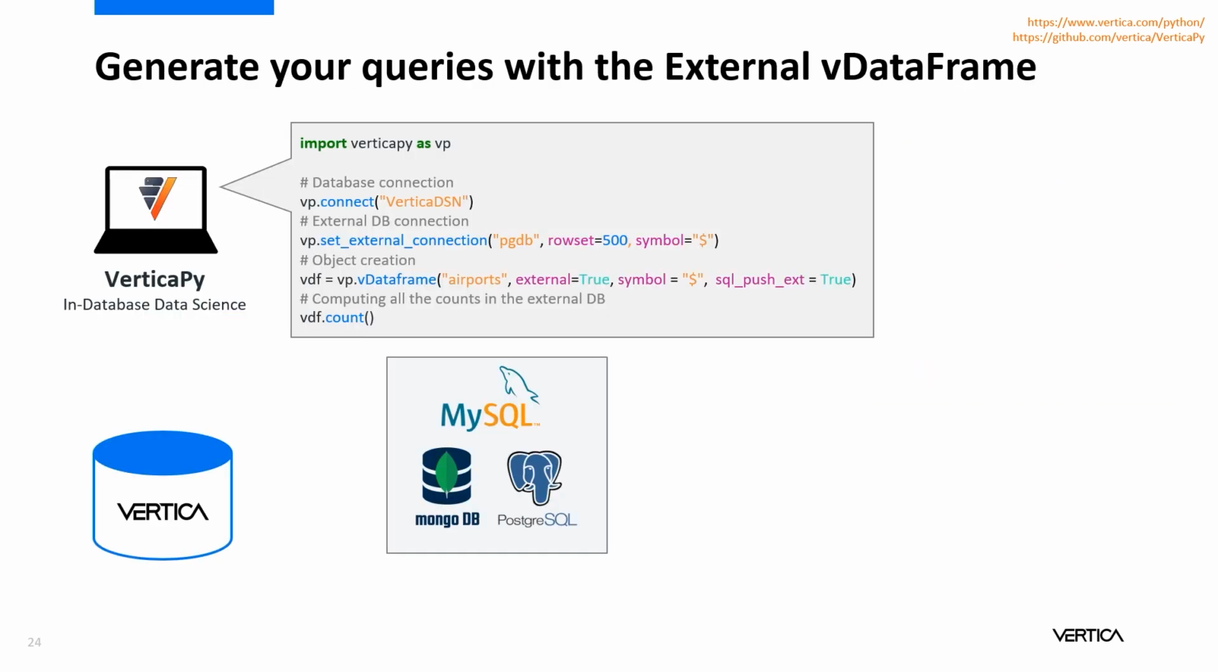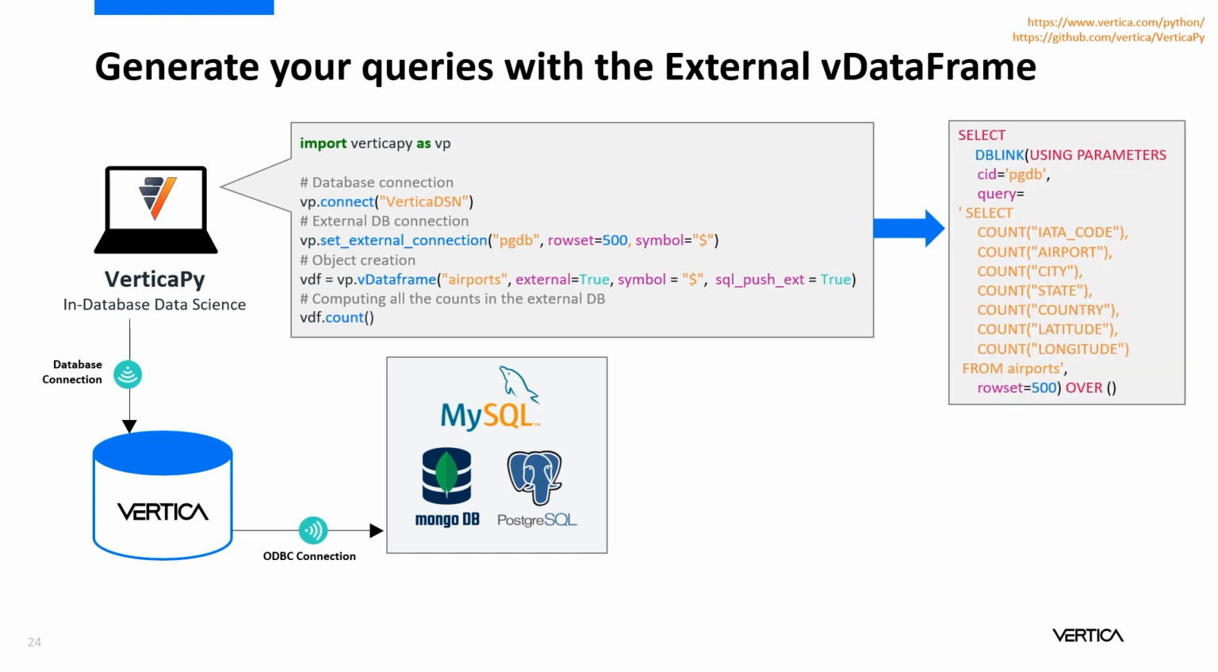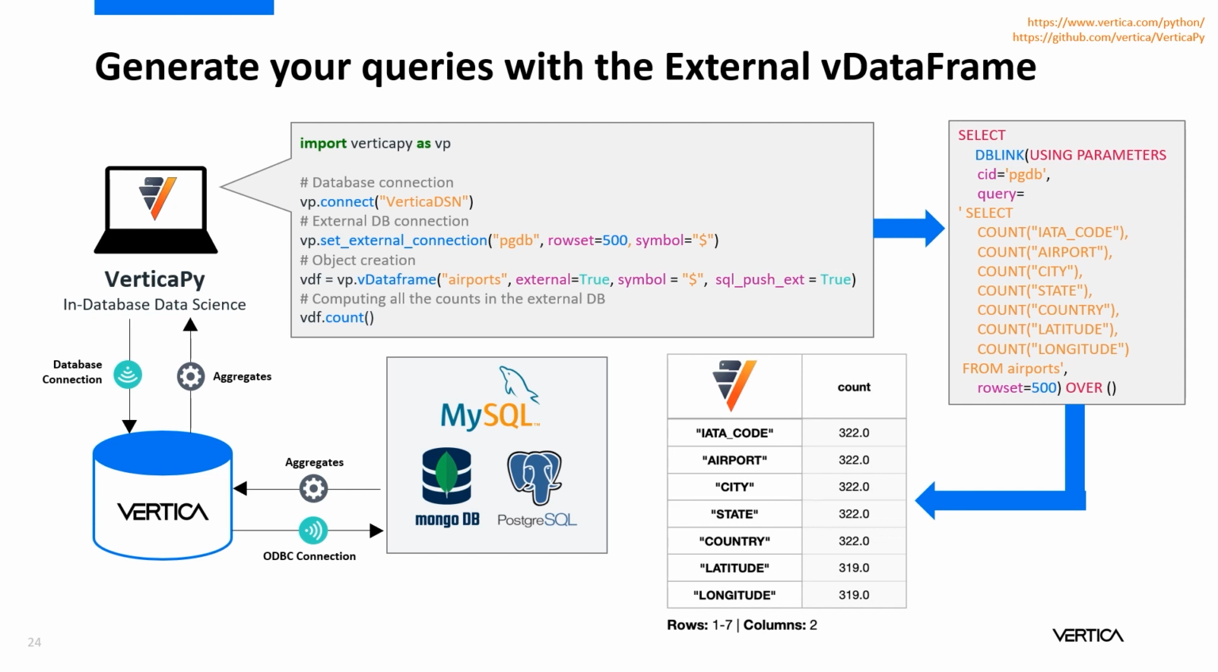And that's not all. DB-Link capability is also extended to vDataFrame, which is the core object of VerticaPy. Whenever it is possible, the vDataFrame can send the generated query to the external database to save computational resources. Vertica will use an ODBC connection to the external database, which will compute the aggregations and send them back to Vertica, after which the result will be displayed to the user. With Vertica open architecture and VerticaPy flexibility, it is now so easy to follow the entire data science lifecycle anywhere.